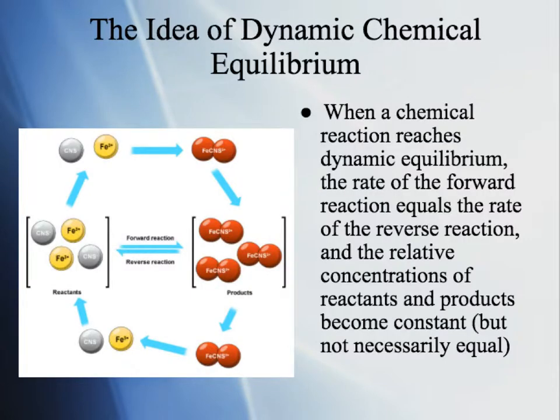Okay, and this is the last slide. It's just a summary, saying that when a chemical reaction reaches dynamic equilibrium, the rate of the forward reaction equals the rate of the reverse reaction, and the relative concentrations of the reactants and the products become constant, but not necessarily equal. All right, so next up, we're going to talk about what happens when we mess up this equilibrium. What happens when we put a stress on a chemical reaction? What is this chemical reaction going to do with that stress?